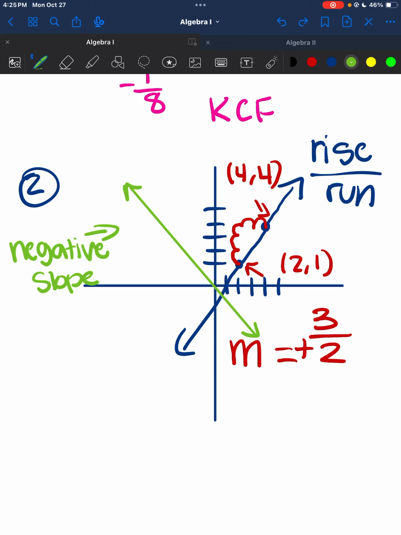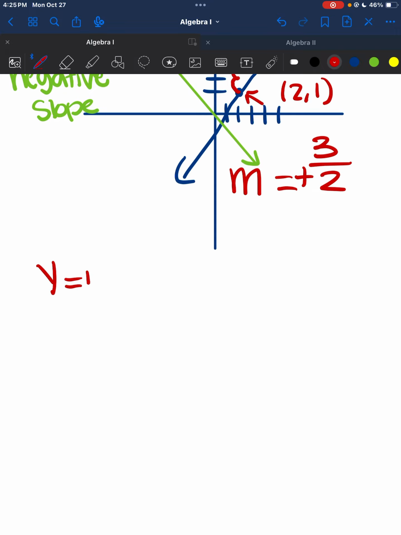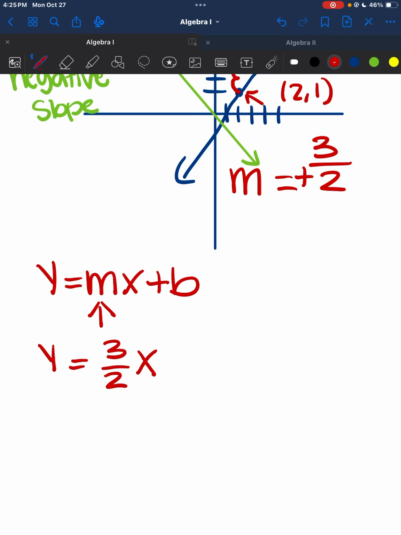If I were to tell you to write this equation in slope-intercept form, first of all, you need to figure out what slope-intercept form is. Slope-intercept form, which we'll give you on the test, is y equals mx plus b. You found what your m is, so we have y equals 3/2 x, but you don't know what your b is. What's the b? Well, your b is where your graph intersects the y-axis.